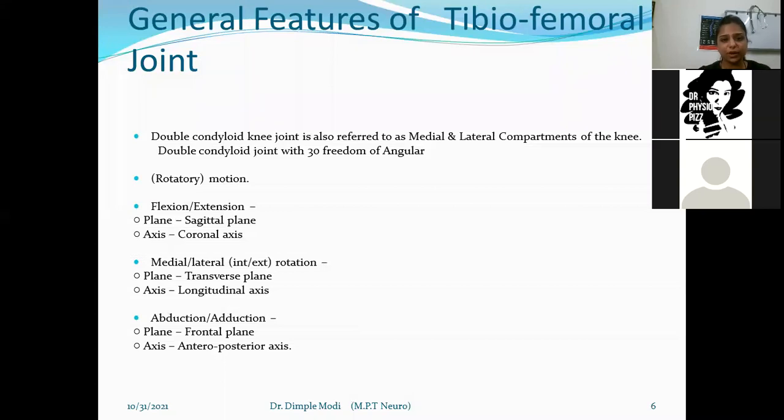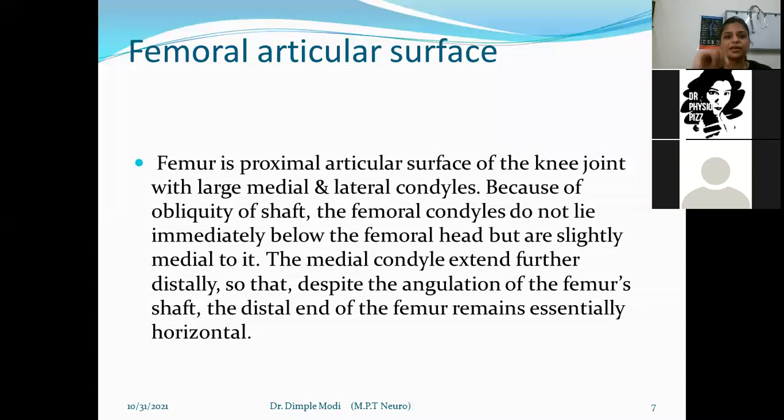Double condyle knee joint is also referred to as the medial and lateral compartments of the knee, with 3 degrees of angular motion. The flexion and extension occurs in the sagittal plane, and the axis is the coronal axis. The medial and lateral rotation occurs in the transverse plane, longitudinal axis, and the abduction and adduction occurs in the frontal plane, anterior posterior axis. So now we'll discuss the femur, the femur articulating surface.